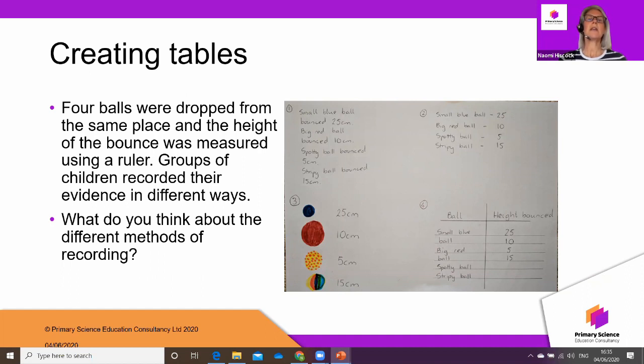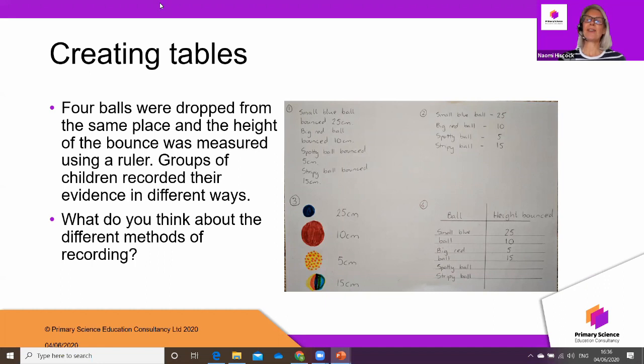Thinking about, is it effective? Is it easy to gather the data? Is it easy to see the data and understand it quickly? Is it efficient? Is it easy to produce? Is it easy to record in that way, or is it going to be quite time consuming? So think about them in terms of effectiveness and efficiency. And if you just type the number and a comment, that would be great.